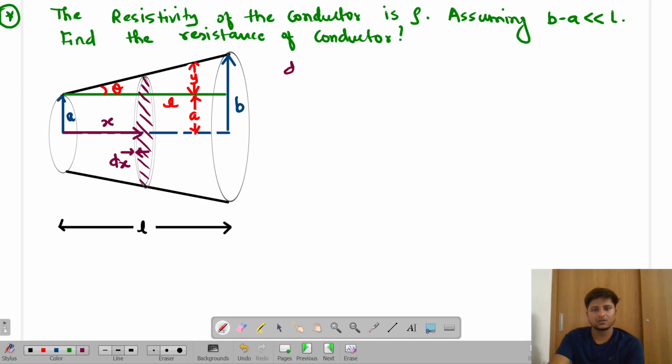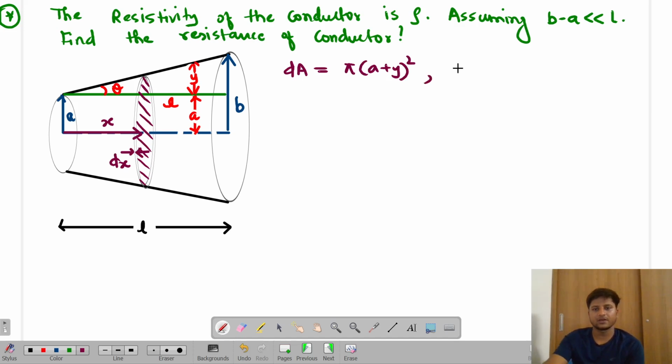What will be the area of this disk? Can you tell me? Basically, if you look over here, its radius is how much? A plus y, almost A plus y, isn't it? So it will be pi times (A plus y) whole squared, isn't it? That's my area of the disk, which has some thickness dx. I'm just finding area. I'm not finding volume. If it would have been volume, I would have multiplied with dx. Are you able to get me?